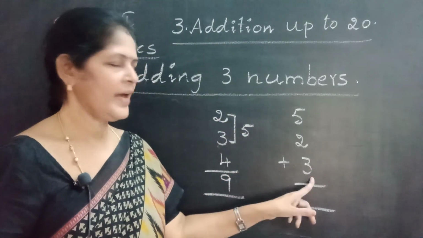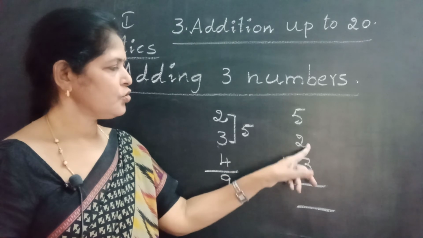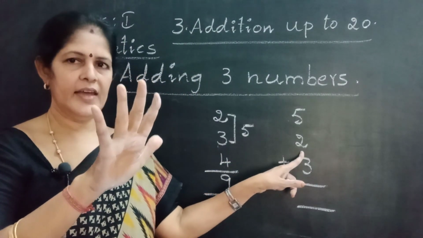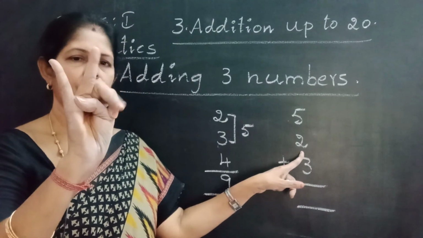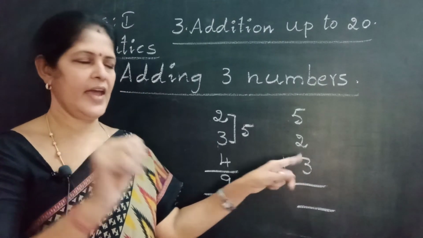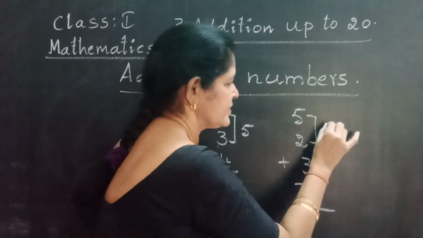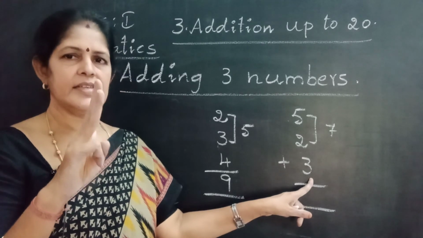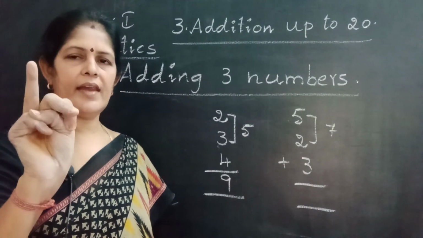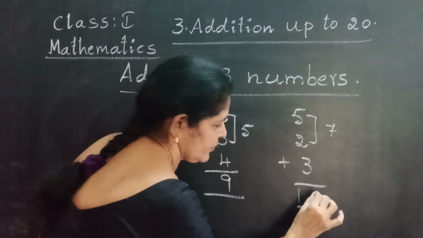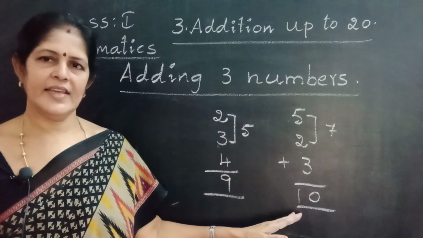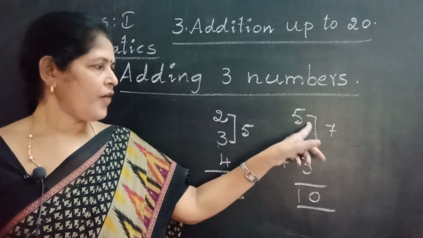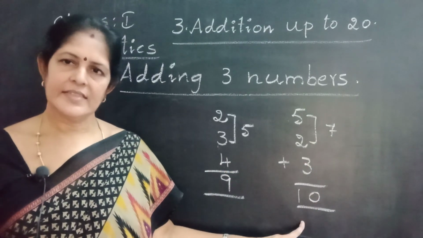5 plus 2 plus 3. Add first these 2 numbers. Take 5 fingers. 2 after. 3, 4, 5, 6, 7. 5 plus 2, 7. 7 in the mind. Take 3 fingers. 7 after. 8, 9, 10. 10 is a 2-digit number, isn't it? 5 plus 2 plus 3, 10.